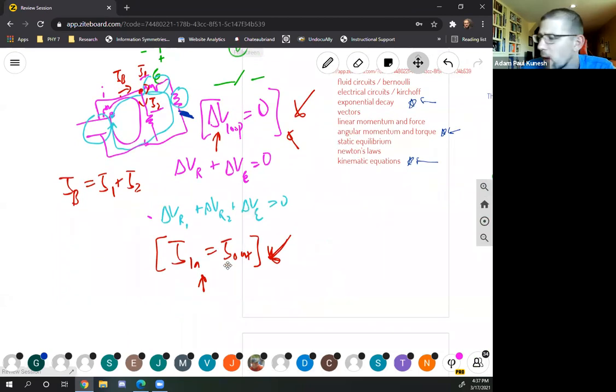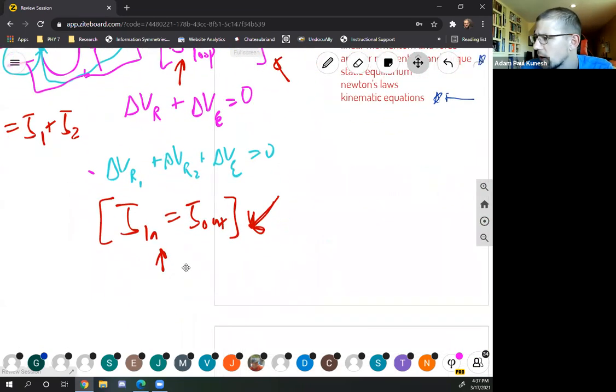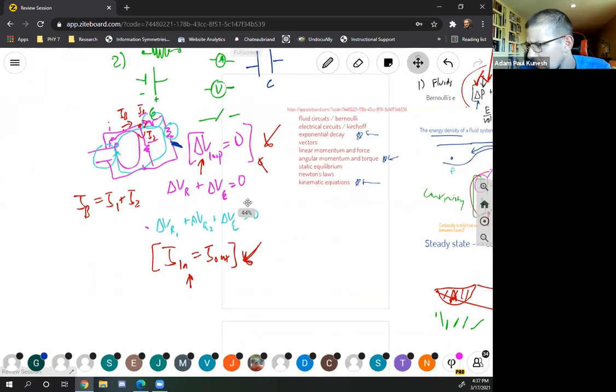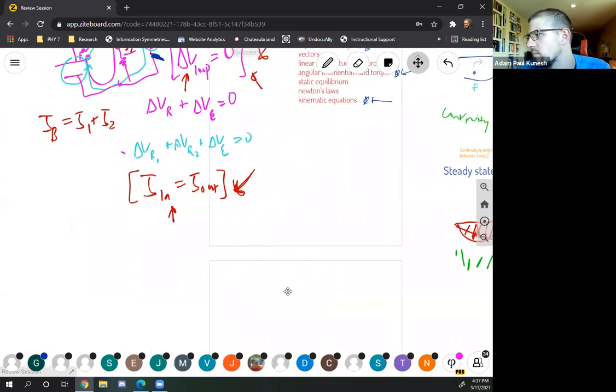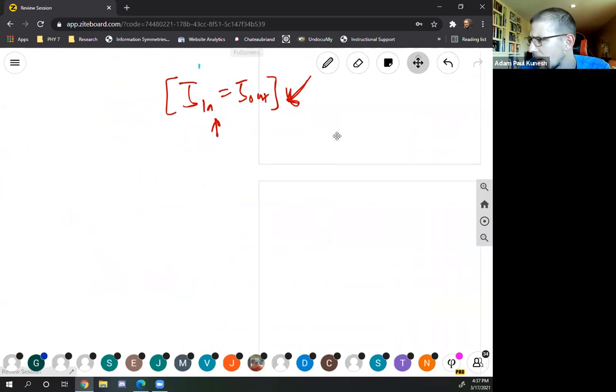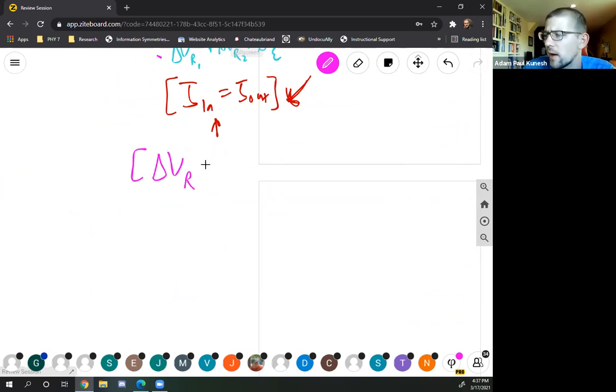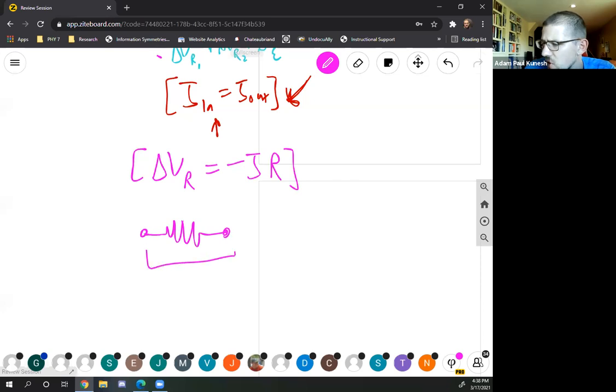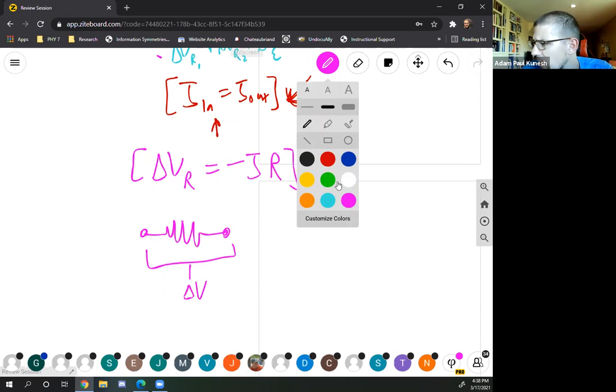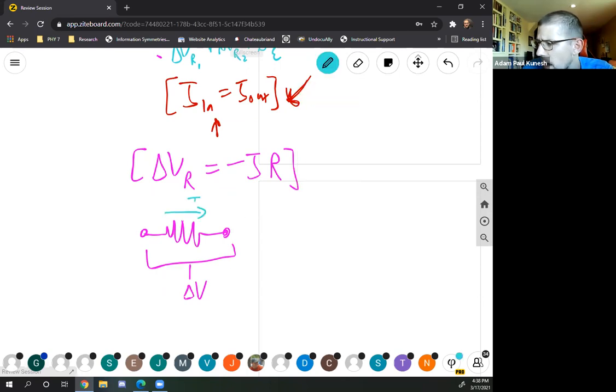Okay, so there we are for circuits. It's 4:37 now. I'll take 3 more minutes to brush through the 2 remaining major concepts I want to talk about. The first one is Ohm's law. Ohm's law says that the change in voltage across a resistor is negative the current through that resistor times the resistance of that resistor. So it describes the situation where I've got a resistor. It's got some change in voltage that I can measure with my voltmeter or whatever, and it's got some current going through it, I.